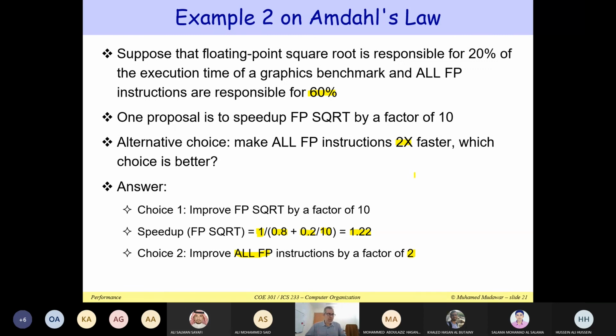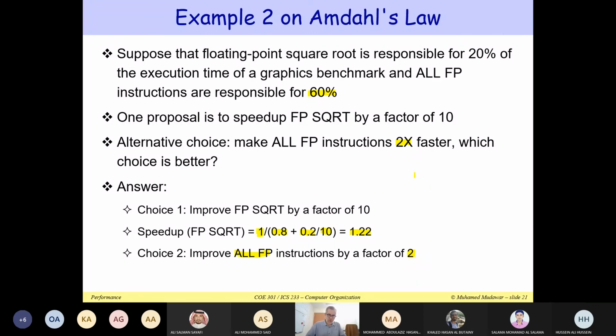So if I would like to write the equation of the speed up, the speed up will be 1 divided by, we have the 40%, which is 0.4. That's not affected by the improvement. Plus, we have the 60%, 0.6 divided by 2, exactly. So this factor has to appear in the denominator. So we are dividing by this factor. So that's the new execution time.